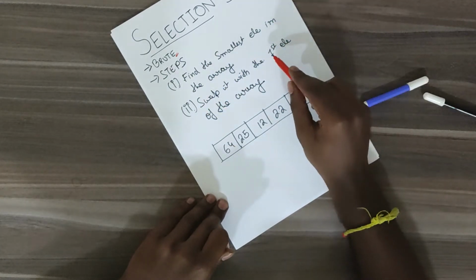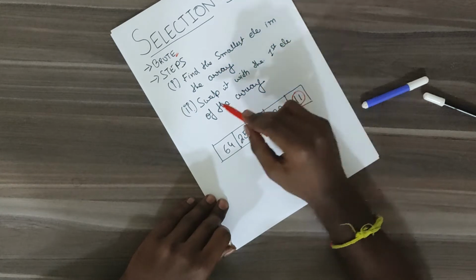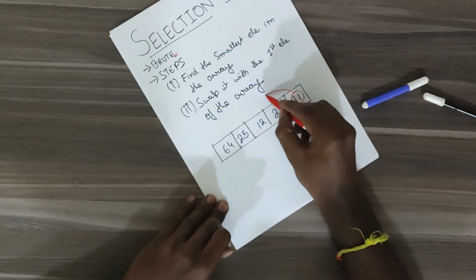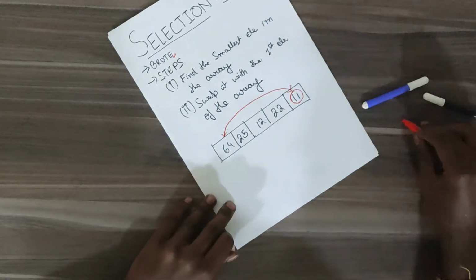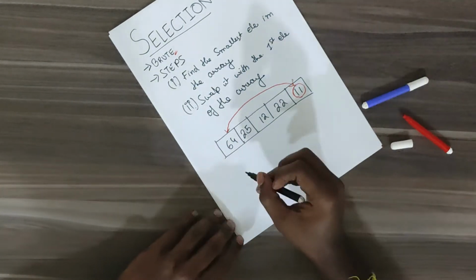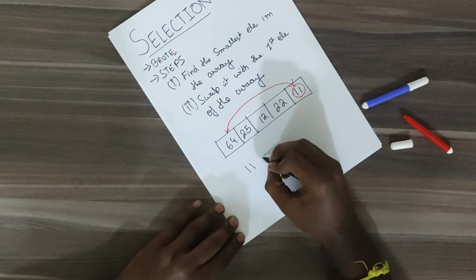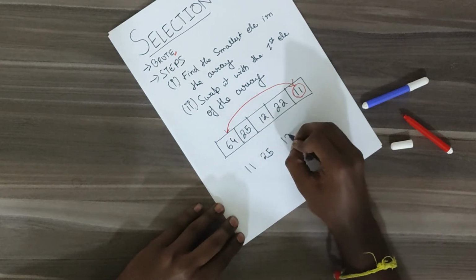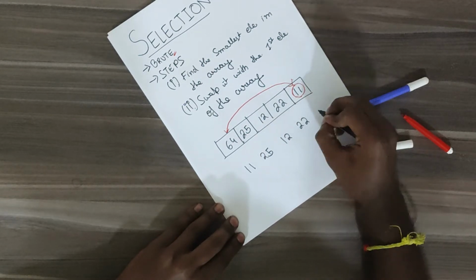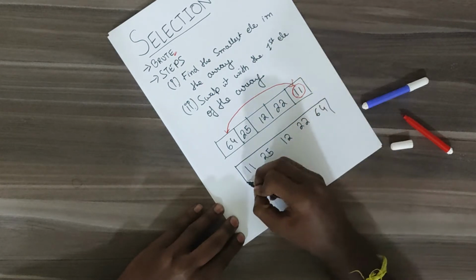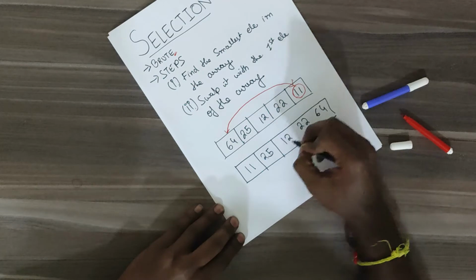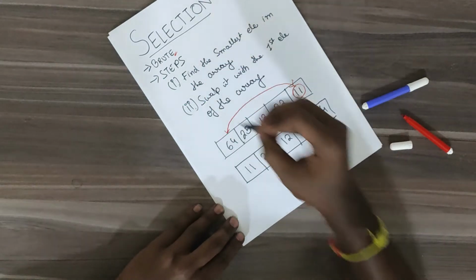Now step 2 is to swap the element with the first element of the array. Now we have to swap this element with this. So the resultant array would be 11, 25, 12, 22 and then 64. This would be the resultant array after these two steps.